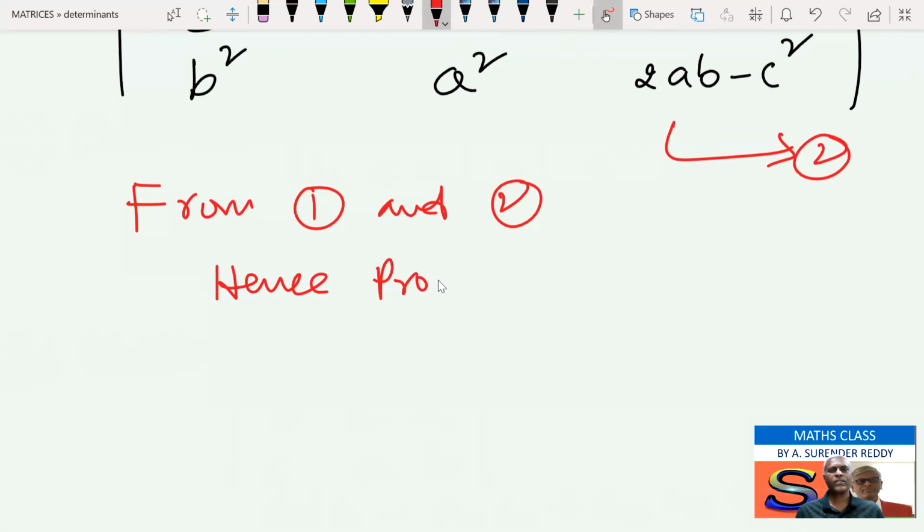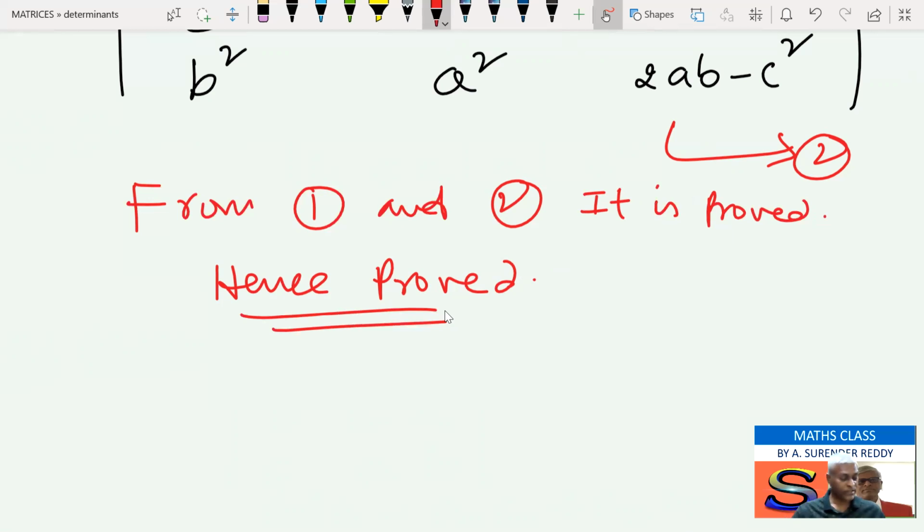Hence proved the required. From 1 and 2, it is proved. So 1 is equal to 3. So, important question. This is also from the textbook.